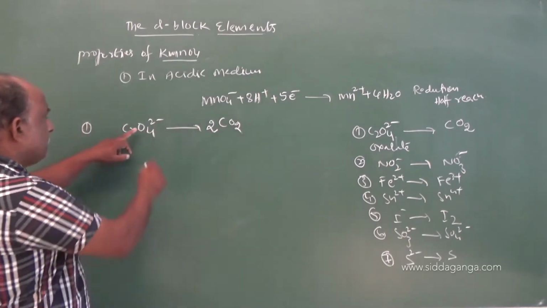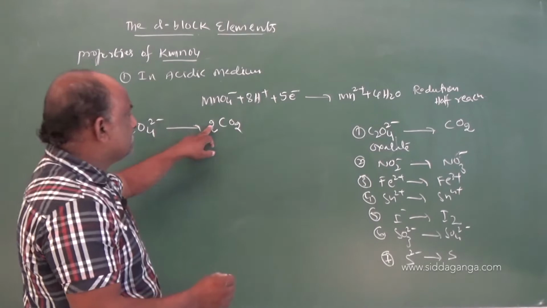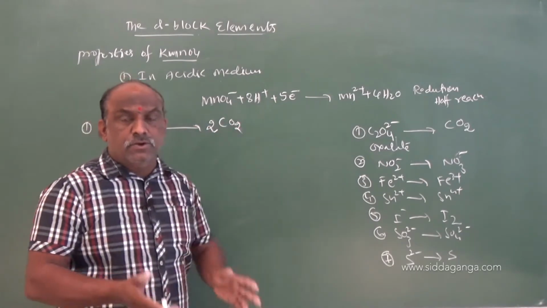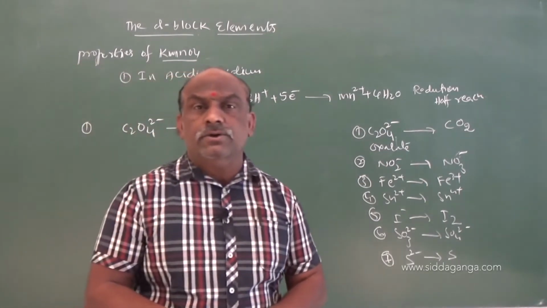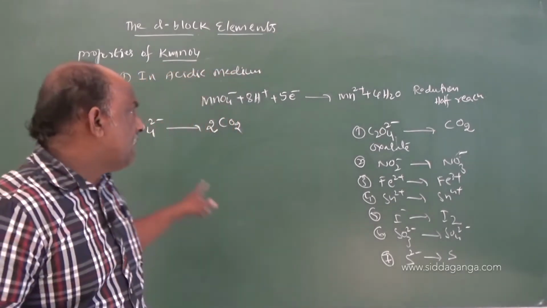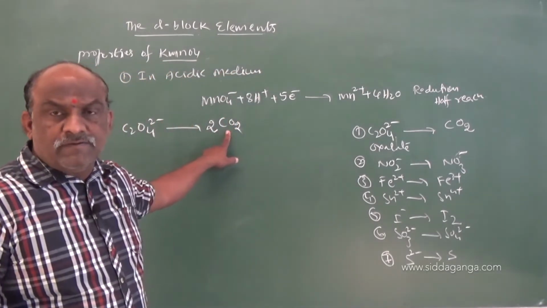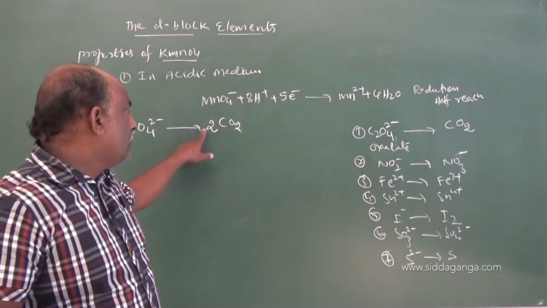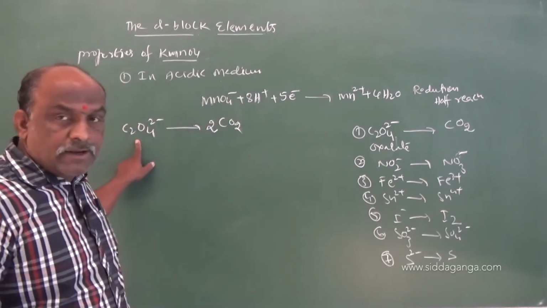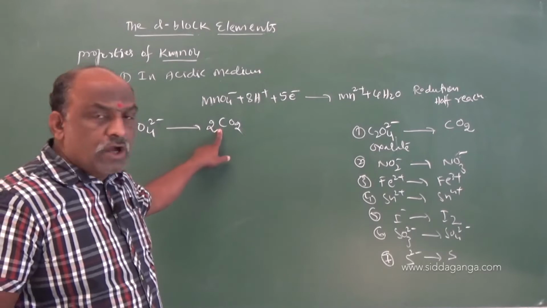Number of oxygens on the left side is 4, number of oxygens on the right side is 4. So there is no need to add water molecules and no need to add H plus ions because it is balanced. The number of oxygen atoms is the same after adding 2 CO2, because 2 carbon atoms are satisfied with 2 carbon atoms only.